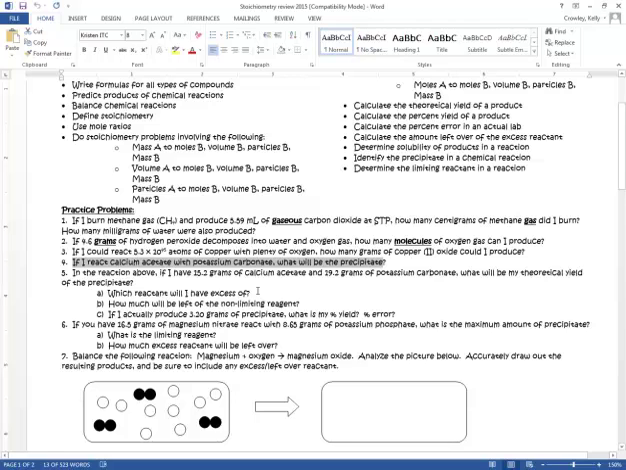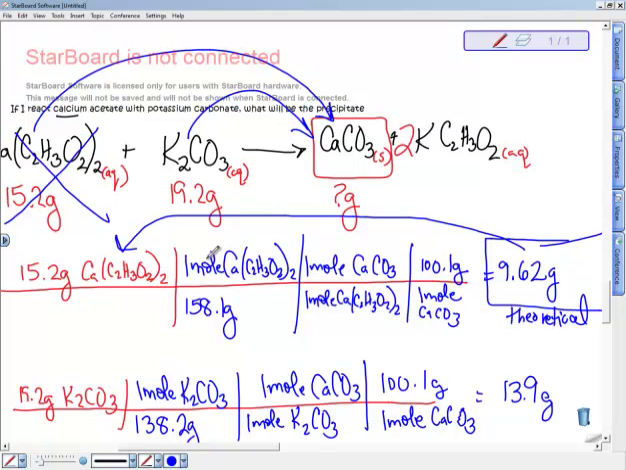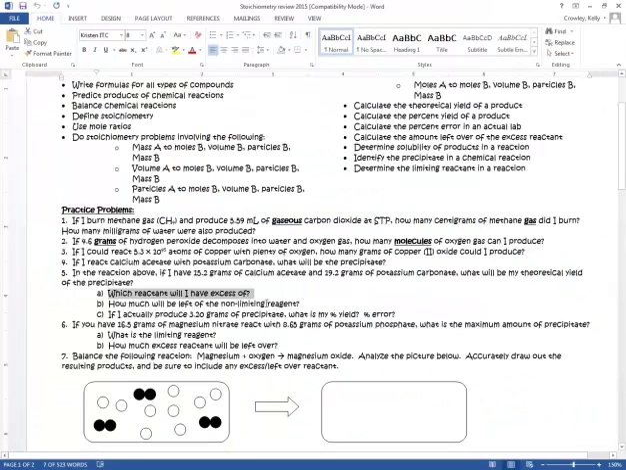Alright, so I got my theoretical yield. I know which one's my limiting reagent. Which reactant will I have excess of, though? Which one is not completely consumed? Potassium carbonate. We have some of that left. We didn't use all of it. And the question is asking how much will be left. Whew. You ready?